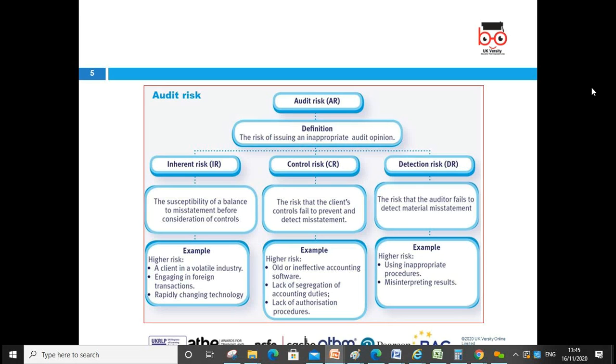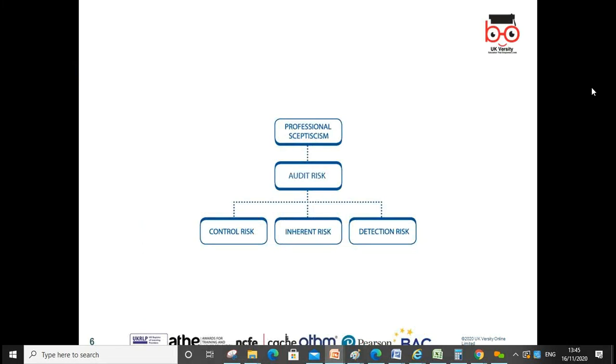Detection risk is the risk that an auditor fails to detect a material misstatement. Higher risk arises from using inappropriate procedures and misinterpreting the results. For example, the result is clearly saying the company is going down, but we did not interpret the signal, so the company goes down after our audit.